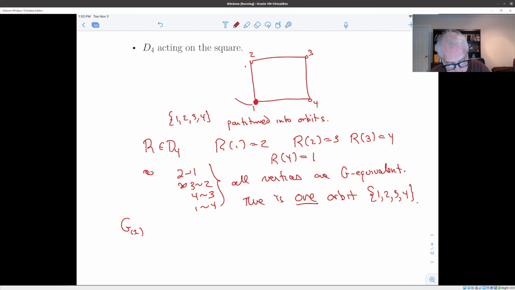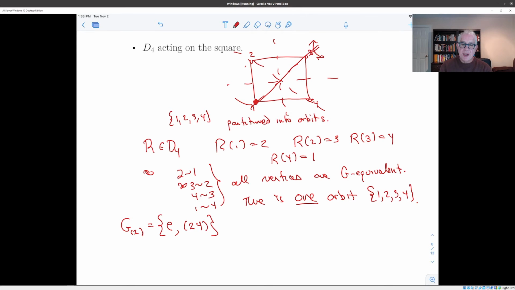The other elements are the reflections around these various axes. And the only one of these reflections which fixes 1 is this one. It interchanges 4 and 2, but it leaves 1 and 3 alone. So the stabilizer of 1 consists of the identity element and also the reflection (2 4), which fixes 1 and 3.